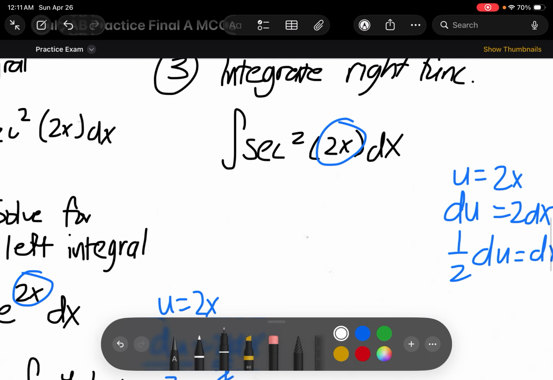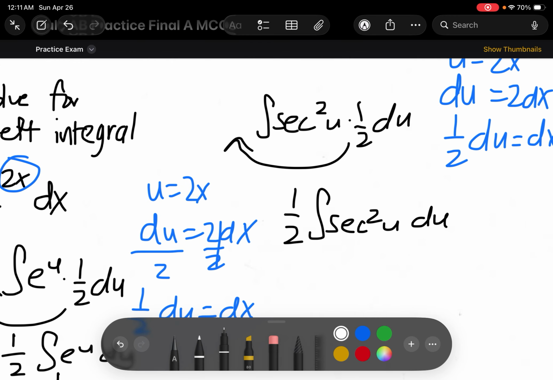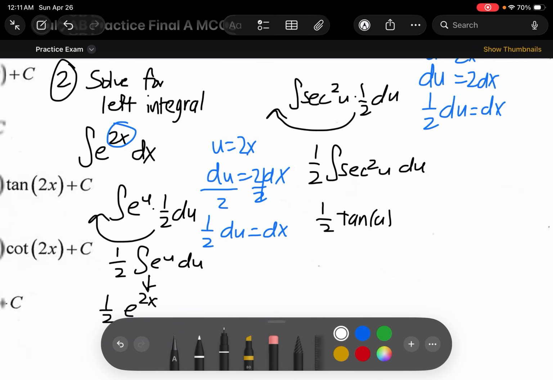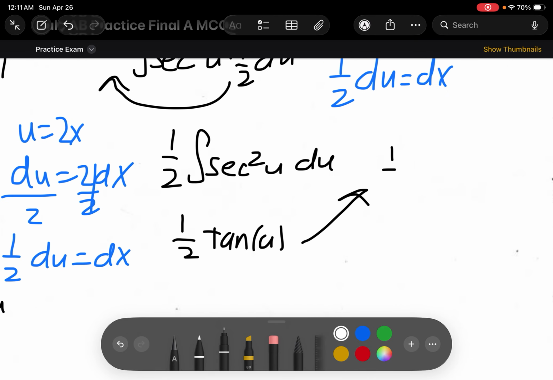So now we're going to put everything back together in terms of u. So it's going to be secant squared of u times 1/2 du. Bring that to the front. It's going to be looking like this. And now we are going to simplify that. The antiderivative of secant squared of u is going to be tangent of u. And now we get to bring back our x. So it's going to be 1/2 tangent of 2x.